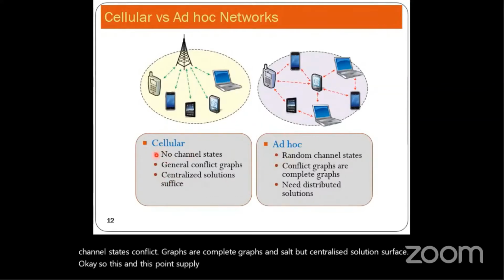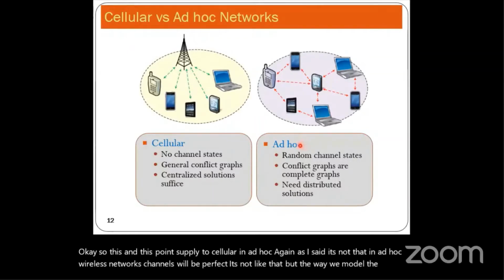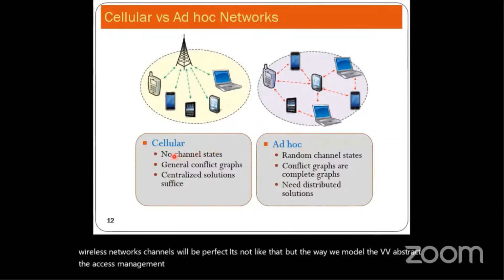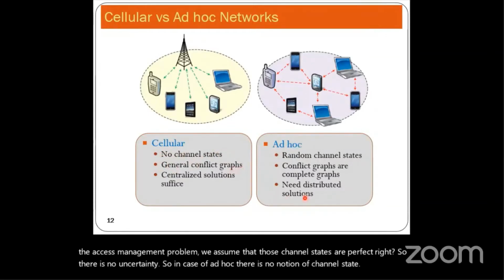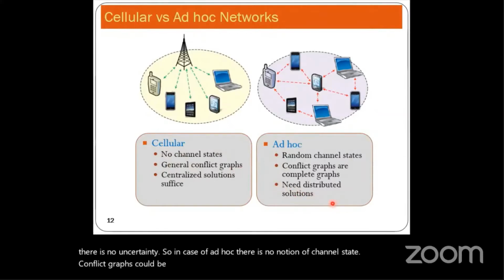In ad hoc, again, as I said, it's not that in ad hoc wireless networks channels will be perfect. But the way we model, the way we abstract the access management problem, we assume that those channel states are perfect, right? So there is no uncertainty. So in case of ad hoc, there is no notion of channel state. Conflict graphs could be general, but we need distributed solutions.